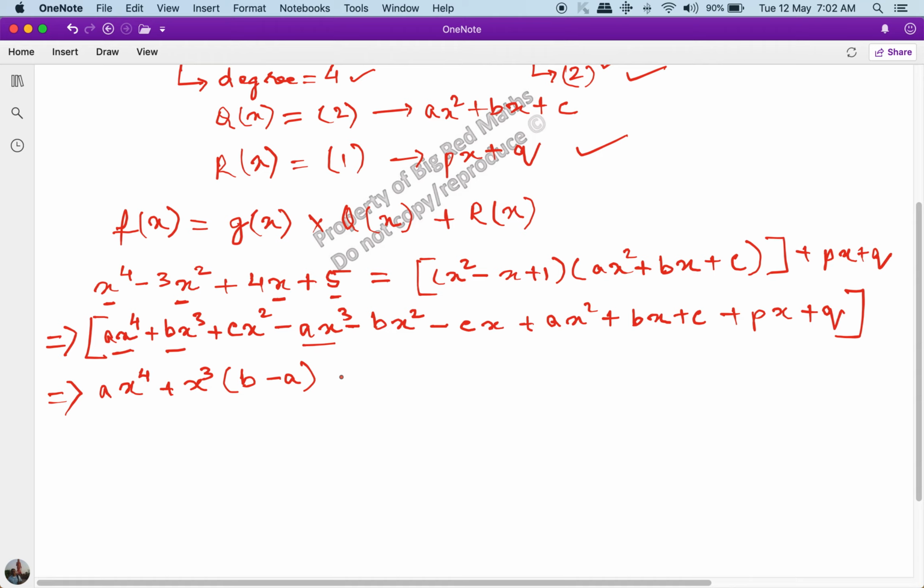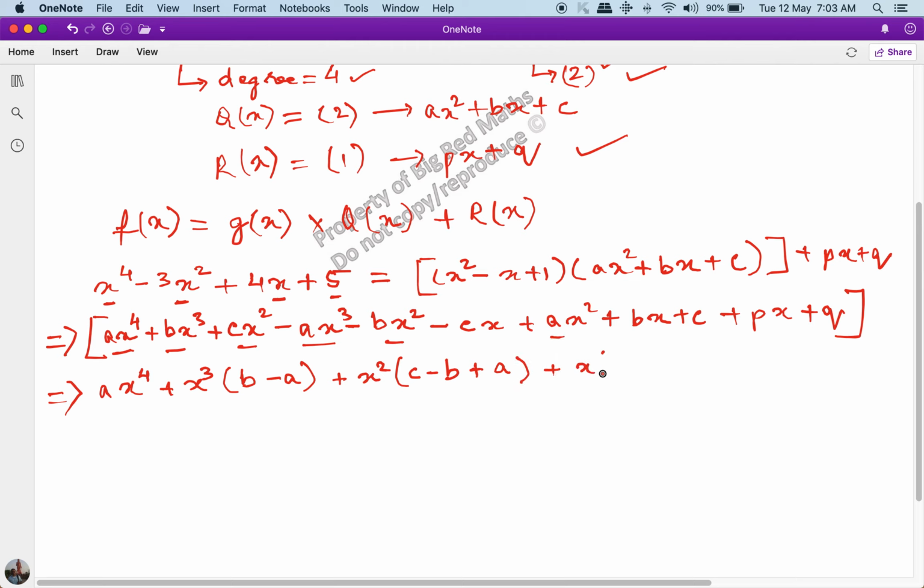Okay, which all terms remain? Now let me combine terms with x square. When I combine terms with x square, I have c, this is 1. Then I have minus of b, which is this. Then I have plus of a, which is this, and that's all.